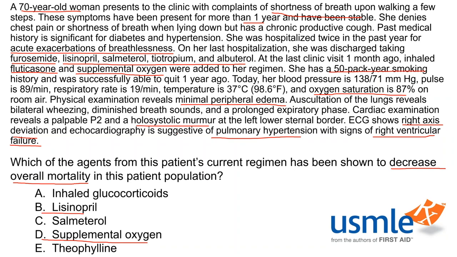So if we were to do it in tallies, we would see that CHF gets 2 or 3 marks, while COPD gets 7 or 8. So COPD is going to be our underlying diagnosis that we're trying to make there. And then we want to decrease the mortality in that patient population.